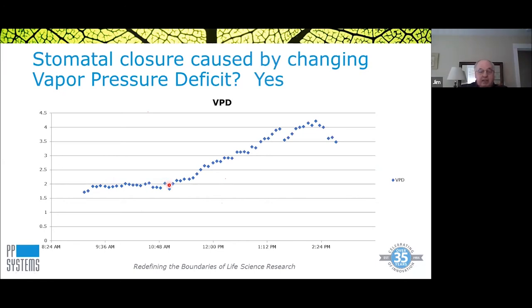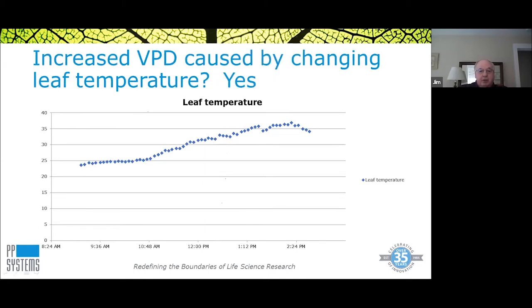Probably it's at least partly because of an increase in vapor pressure deficit, which starts out at around 2 kilopascals and goes up to a little over 4. That's a big change in VPD, and those are high numbers for VPD also. So that's probably what's causing at least some of the stomatal closure. The changes in VPD during the day are, as usual, caused primarily by changes in leaf temperature, which goes up from around 25 when the leaf comes into full sunshine to over 35, 36.